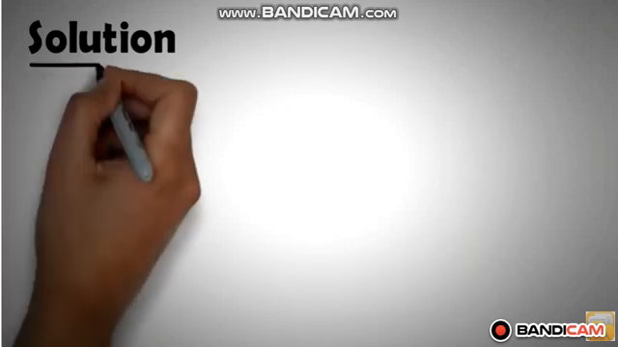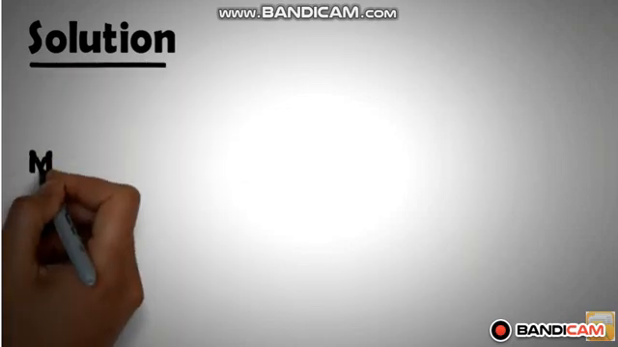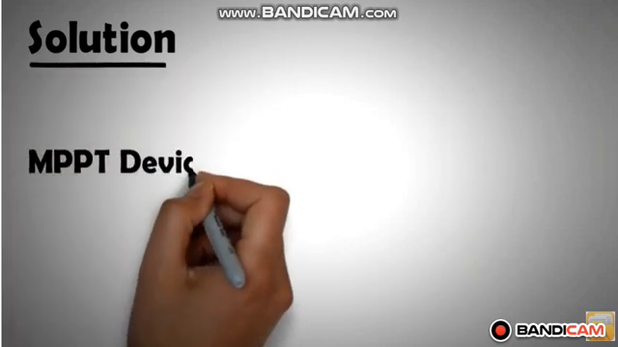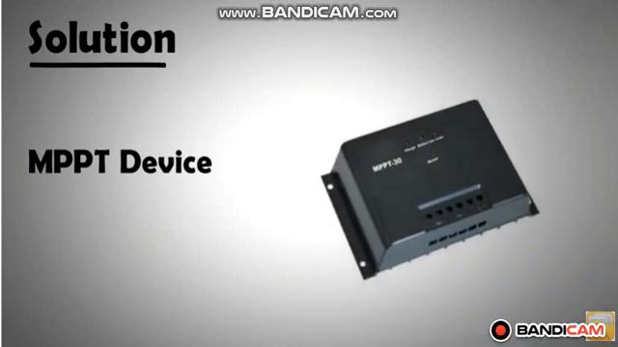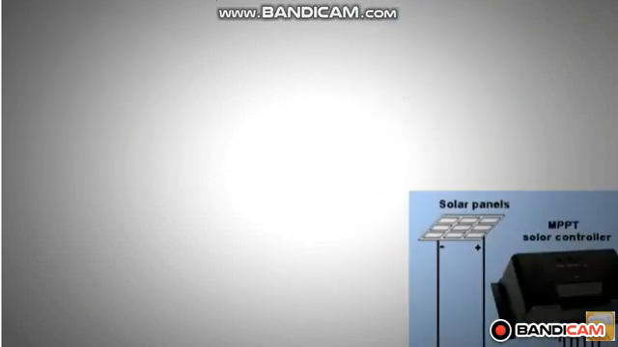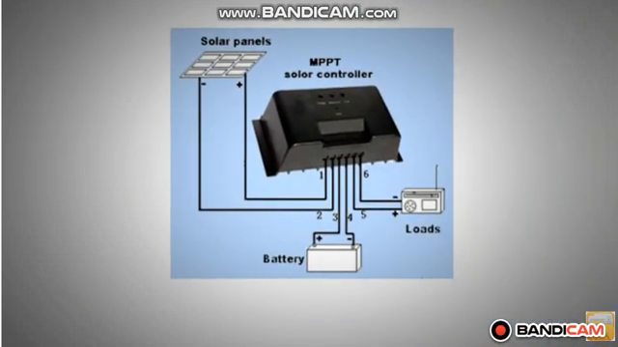Well, the solution is that it is always advisable to use an MPPT device between your panel and your load. So how does the MPPT device work? Well, the device isolates the load from the panel and shows the panel a resistance or impedance value that maximizes the power withdrawal from the panel.